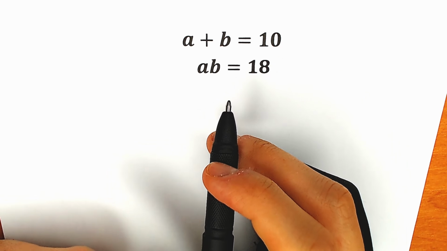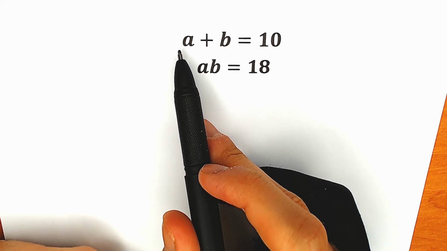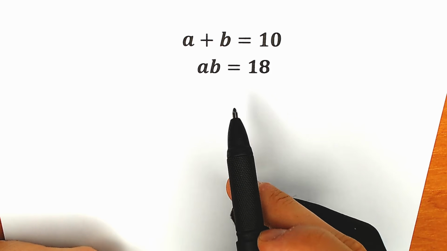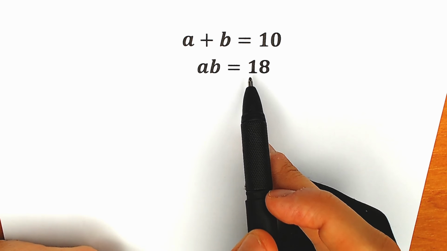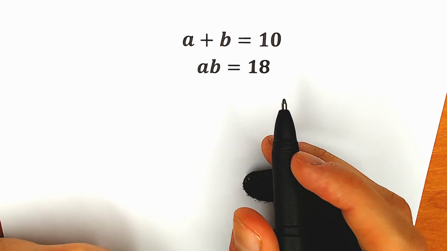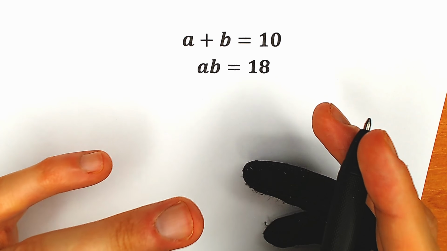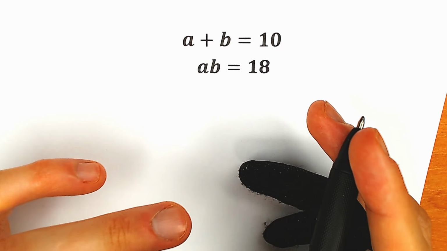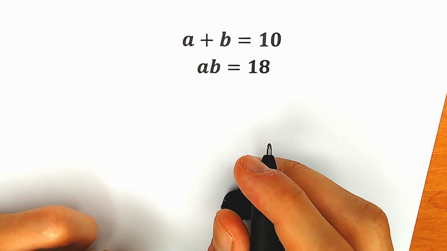Today we have a really interesting, relaxing algebra question. We know that the sum a plus b equals 10 and the product a times b equals 18. We need to solve this for a and b. If you have your solution, you can also write it in the comments below and then we will check our answer, so it will be really interesting.